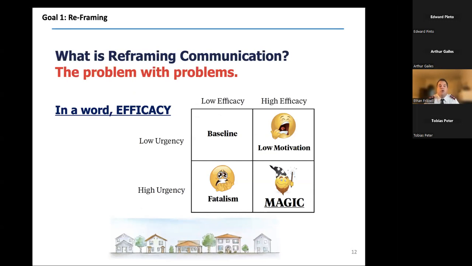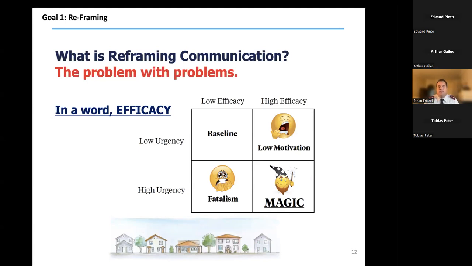But if there's low urgency and high efficacy, there's low motivation. It's, we don't need to do anything about it. We don't have a problem. And there are areas in the country that have very low rates of housing displacement. But the magic is when there's high urgency and high efficacy, which says that we are clear that we are at a point of concern, and we're clear that there's a way to walk through those concerns with proper policy that can make it so our neighbors can be housed.